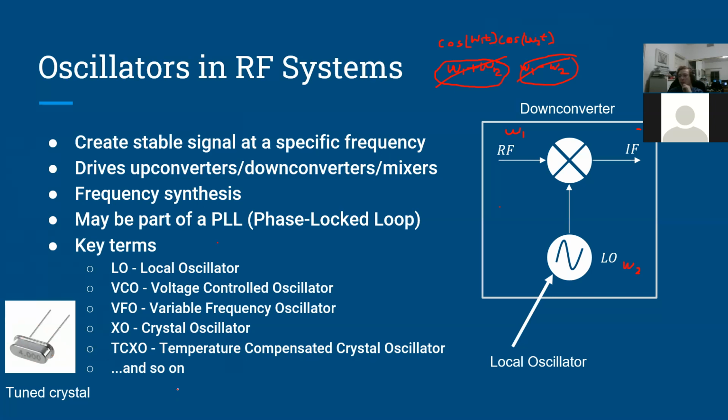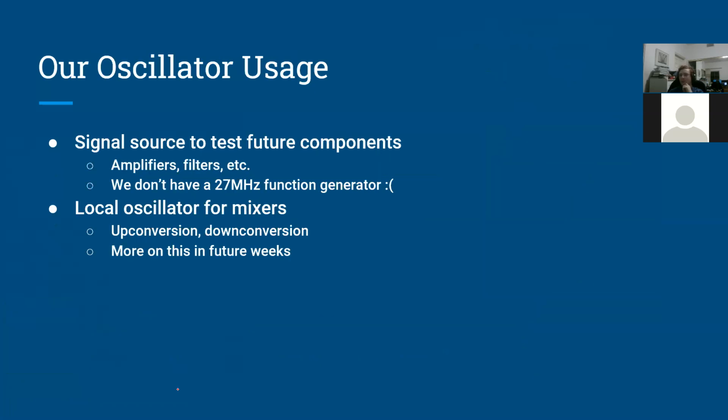We won't really be using crystal oscillators here, but virtually every electronic device has some form of the crystal oscillator. For example, in a microcontroller, you often have an external crystal that sets the clock rate for the processor. So what are we using an oscillator for?